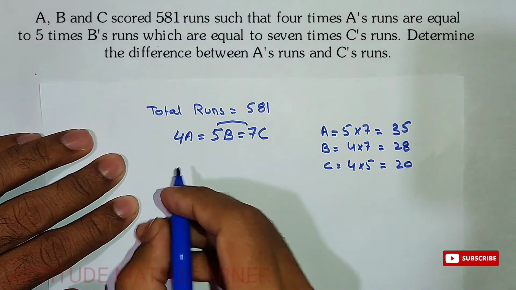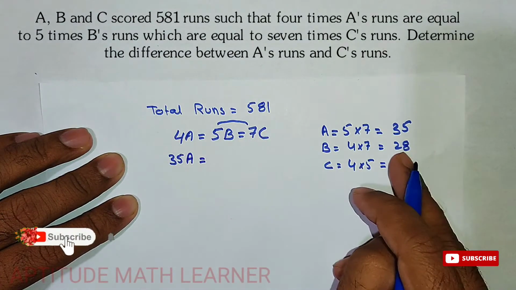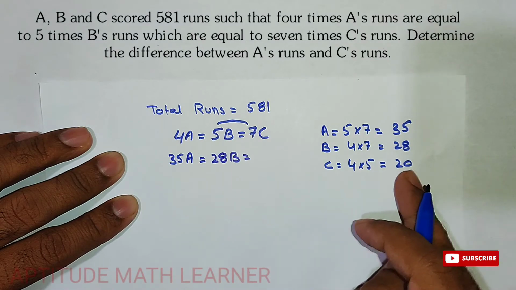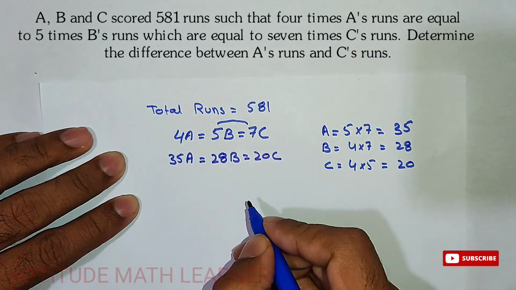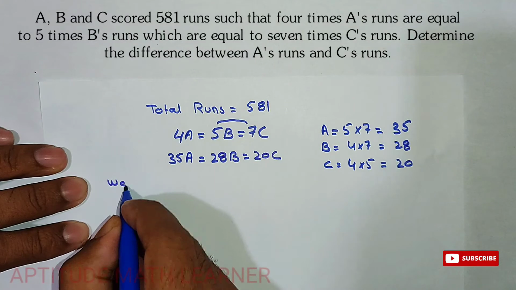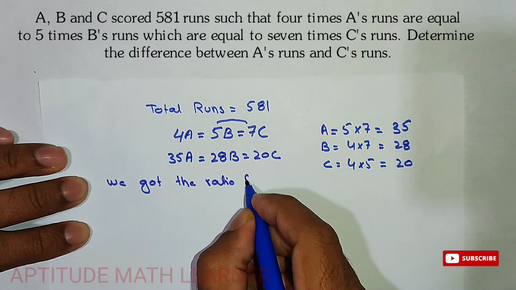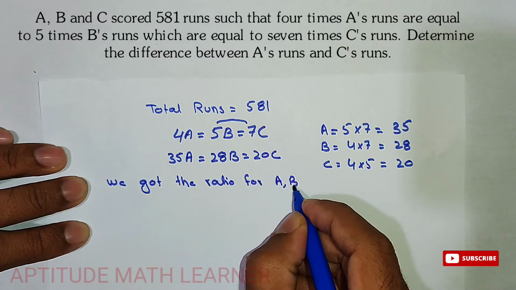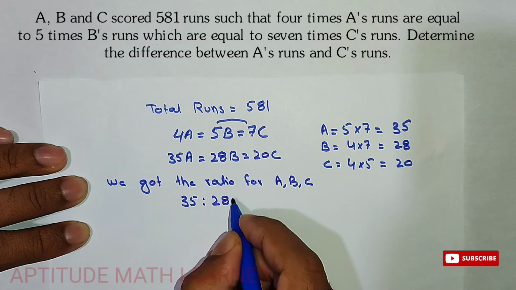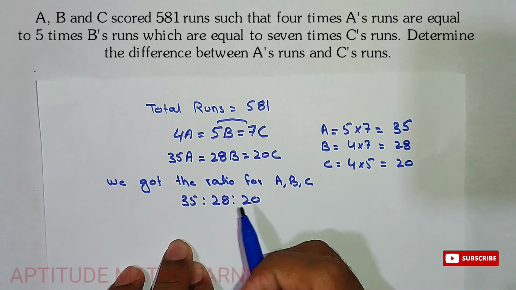So this becomes 35 of A equal to 28 of B, and 28 of B equal to 20 of C. So here we get the ratio for A, B and C, that is 35 : 28 : 20. I hope you have understood it till here.